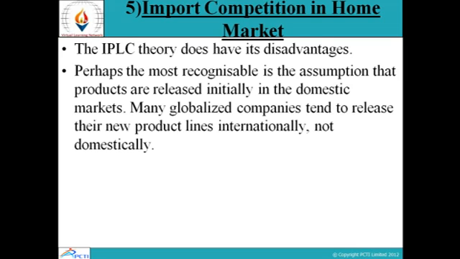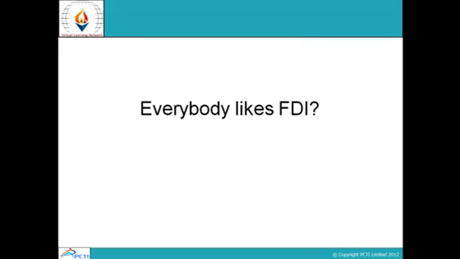And fifth is import competition in the home market. IPLC theory does have its disadvantages. Perhaps the most recognizable is the assumption that products are released initially in the domestic markets. Many globalized companies tend to release their new product lines internationally, not domestically.